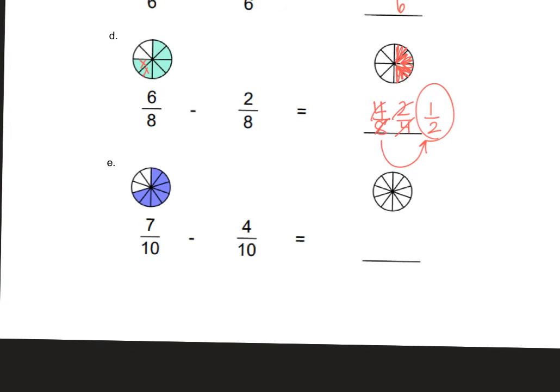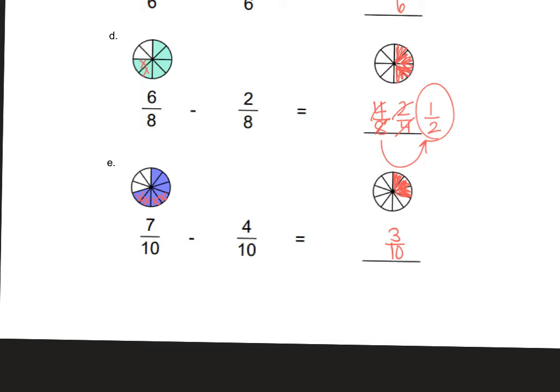And then finally, on the last visually represented one, we start with 7 out of 10. We subtract 4 of those, and that's going to leave us with 3 out of 10.